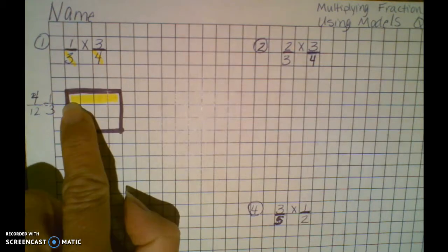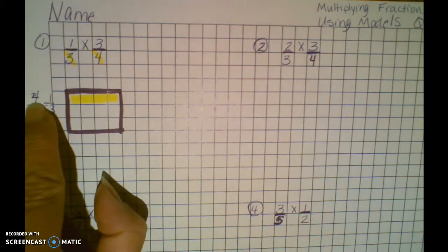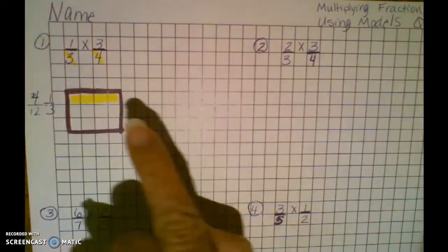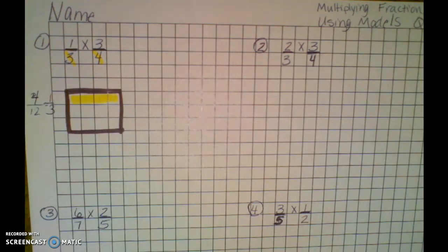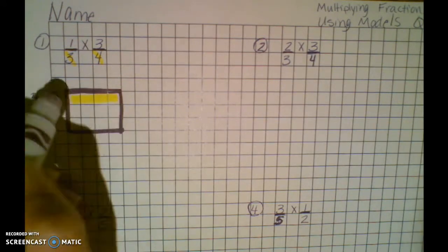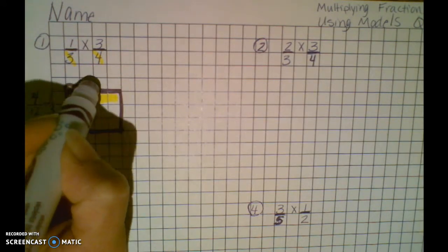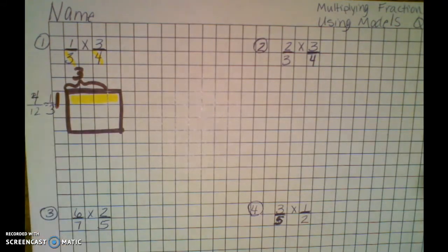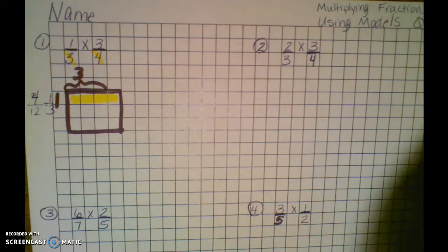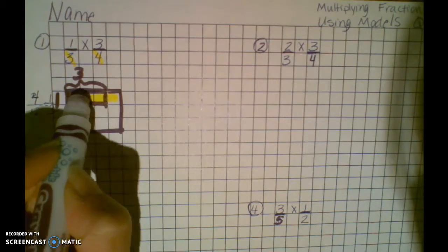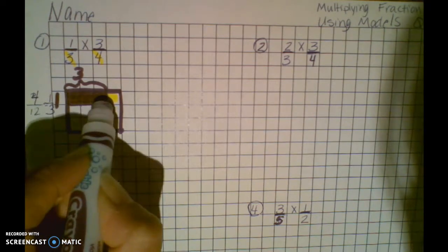Now, of that model, which is made up of 4 pieces, I only want 3/4 of what's taken from 1/3. So that would be, out of the 4 pieces I need to make 1/3, I am going to take 3. So basically what I've done here is I've taken one row, and of that one row, I'm only taking 3 of those pieces. So let's shade in the 3 pieces we're going to take.